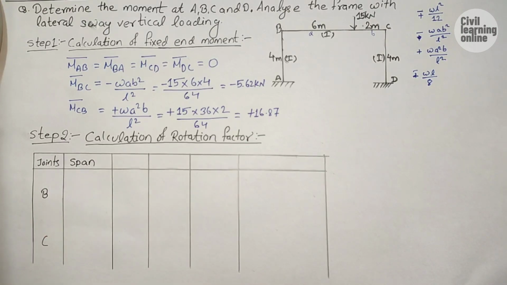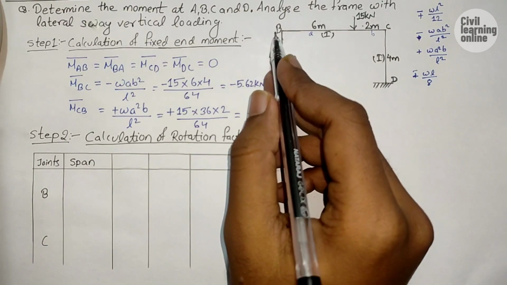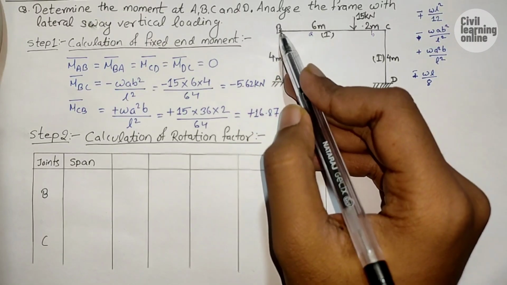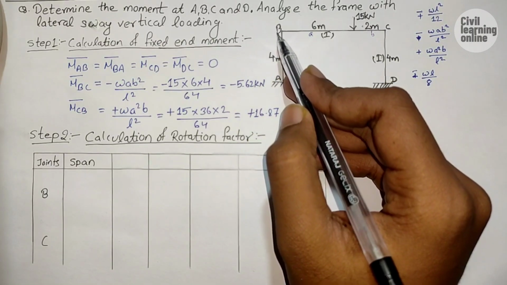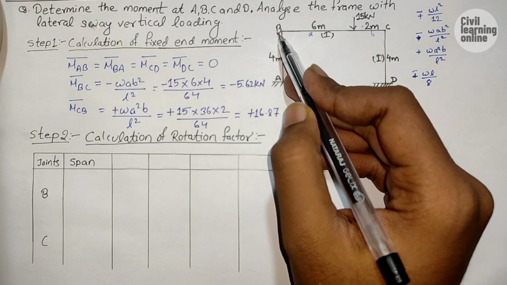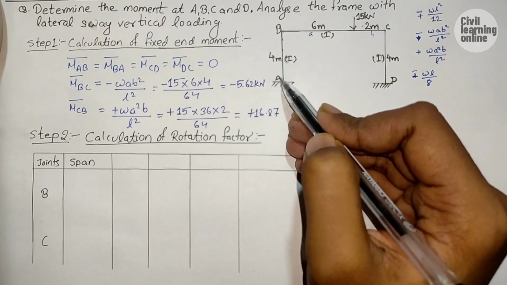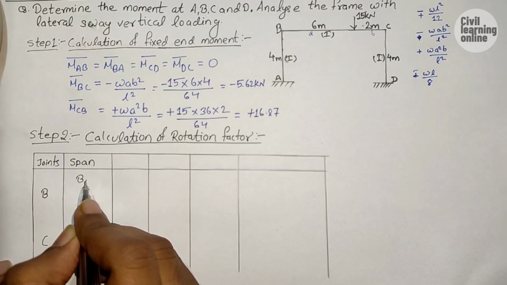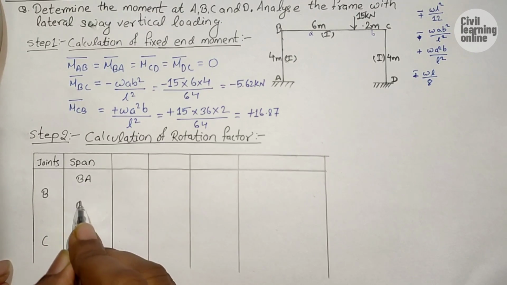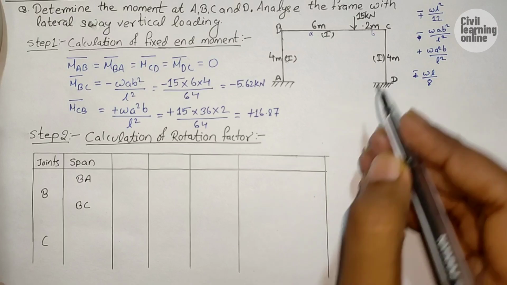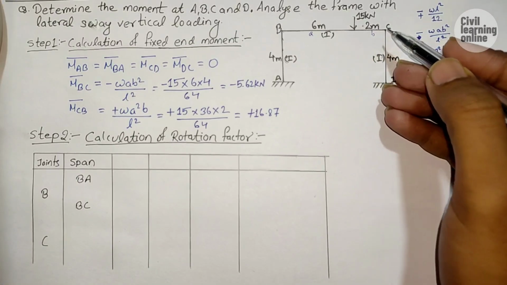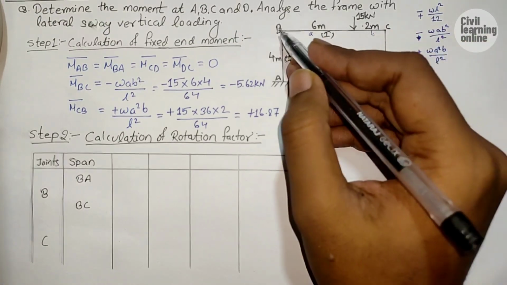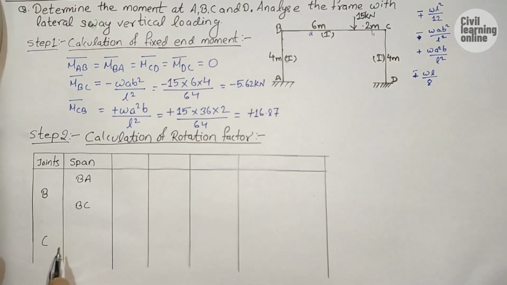and here span represents the span connected to the joints. So if we consider joint B, then with joint B there are two spans, BA and BC. So write it down here, BA and BC. Similarly with joint C we have two spans, CB and CD. So write down here, CB, CD.